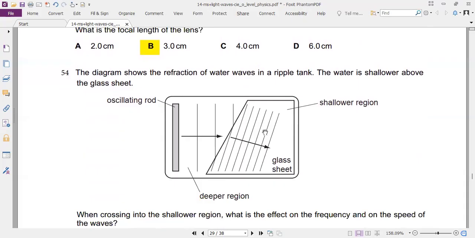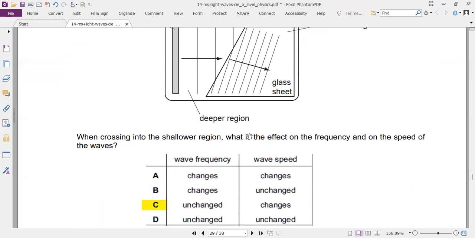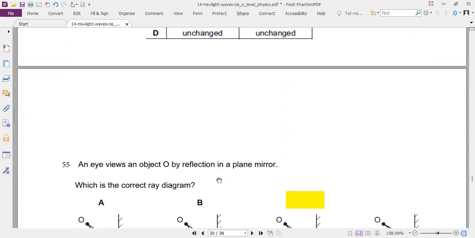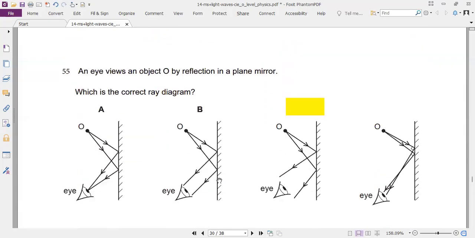So what is taking place here? Deeper region to shallow region. The frequency does not change and the speed changes. We have done this in the previous chapter as well. So this is a tricky question. Look at all of them. Okay, at first glance, I don't understand how to do this. Let's go back to our knowledge.